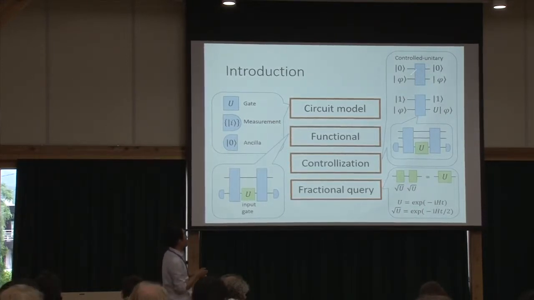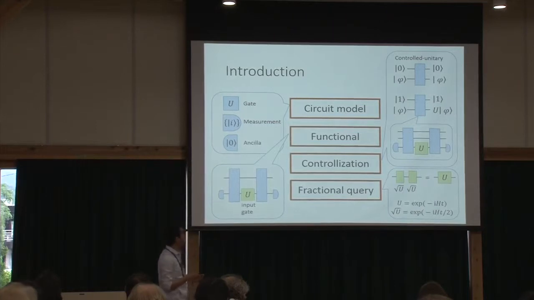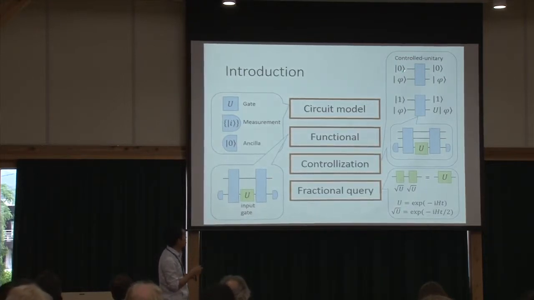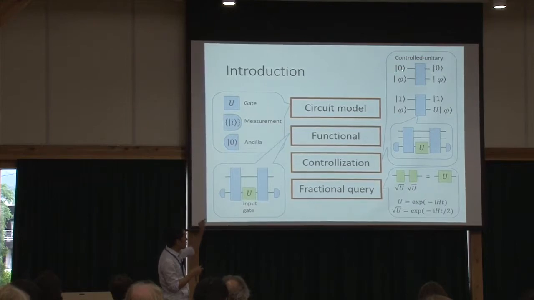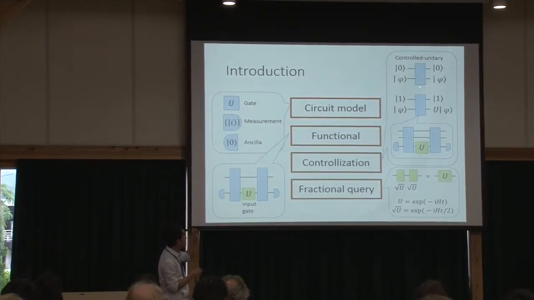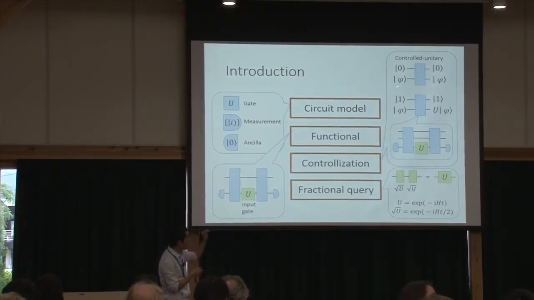Okay, so first, what is a controlled unitary? Just to refresh your memory, a controlled unitary is a gate which is activated or deactivated by a control qubit. In this case, if the control qubit is in the zero state, the unitary is deactivated, and then it gives you this. So the input in the target system is actually preserved.